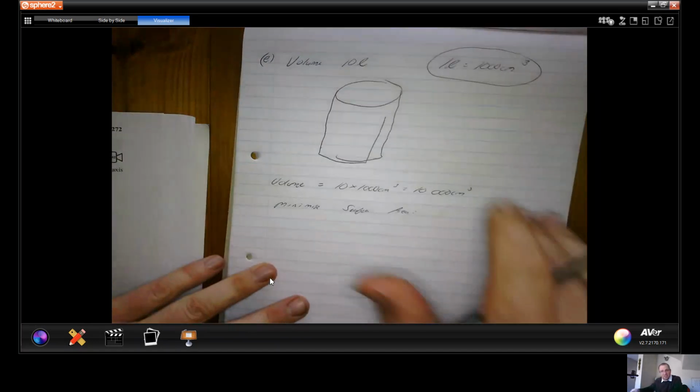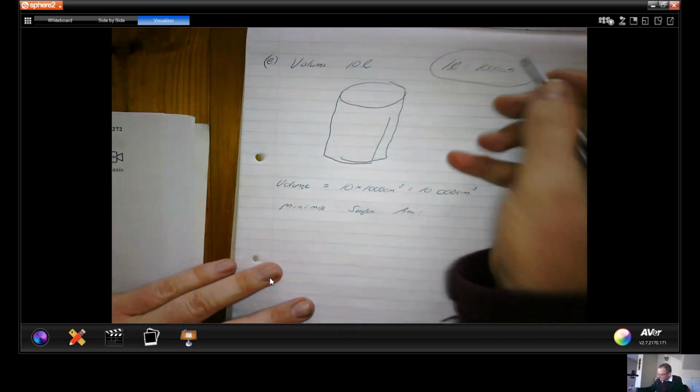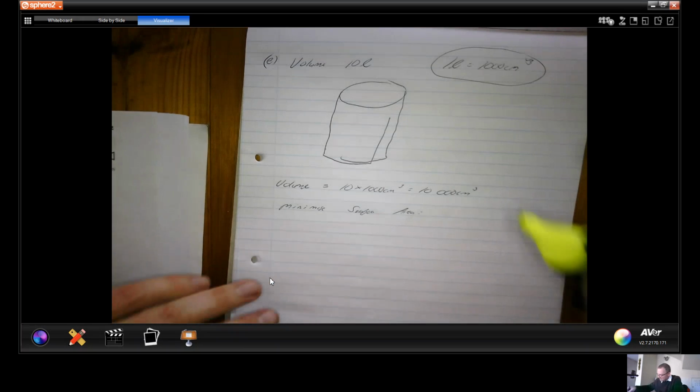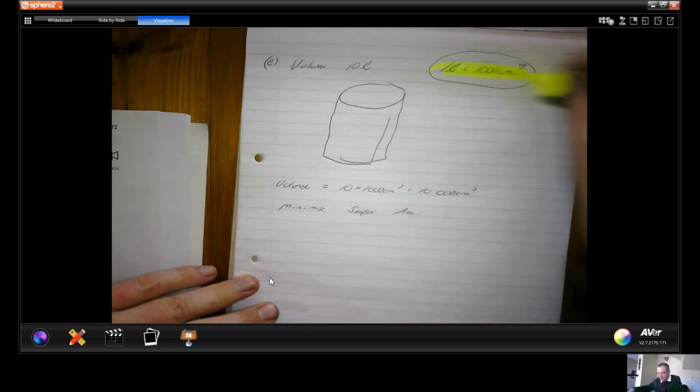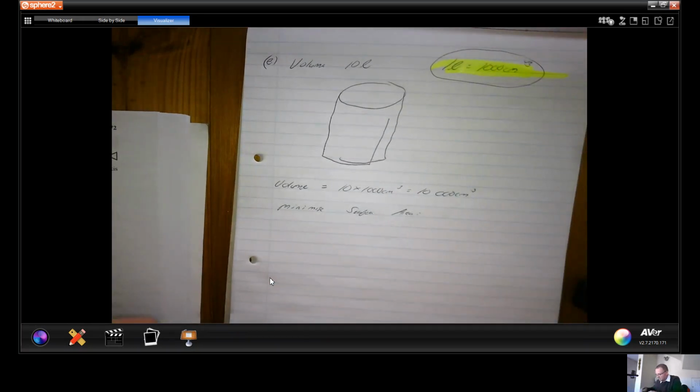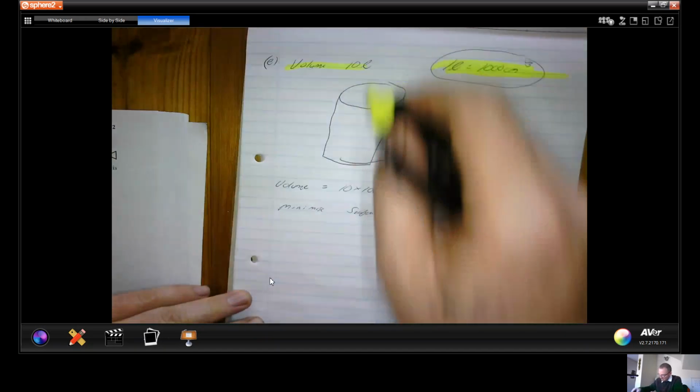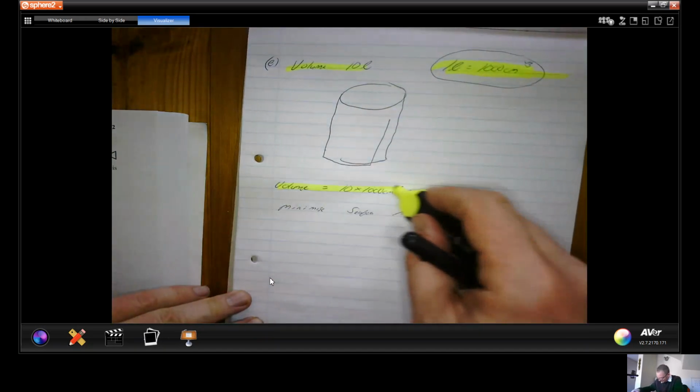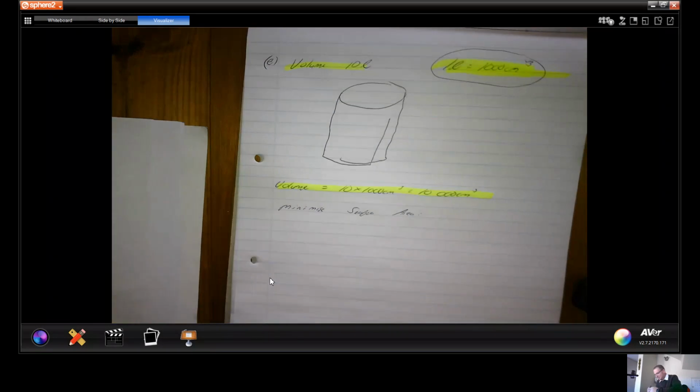Now, I don't think you're expected to know this, but you kind of should. 1 liter is 1,000 centimeters cubed. So the volume they're telling us is 10 liters. So the volume of the cylinder is 10 times 1,000, which is 10,000 centimeters cubed. Okay, right. Let's double check that.